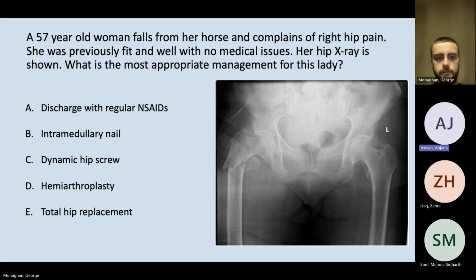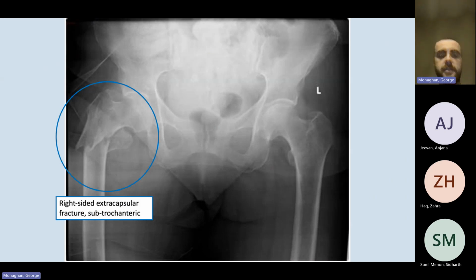Is it the nail? Because it's subtrochanteric. Yeah, good. So the answer is nail. It's a subtrochanteric fracture, which we said was one of the extracapsular fractures. Good. And then obviously it said right-sided here. This is the right side of the patient.